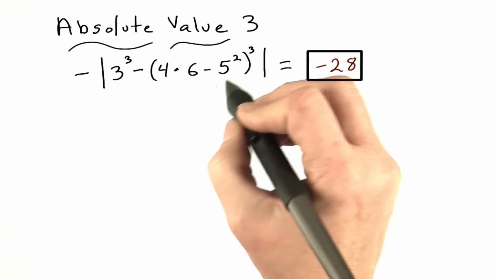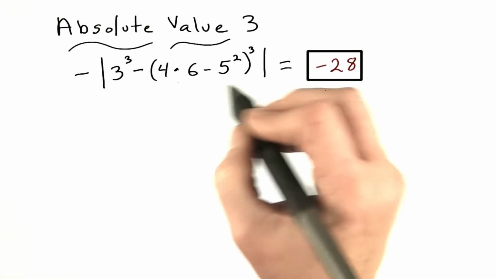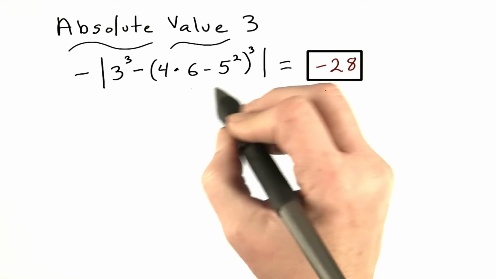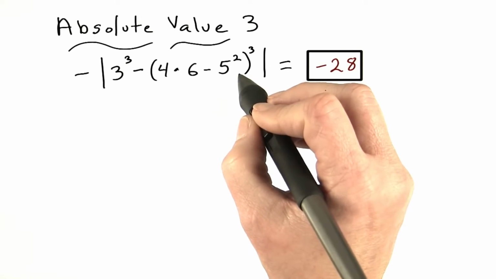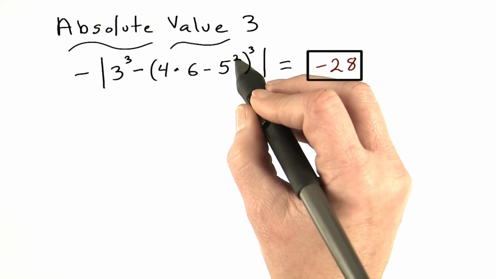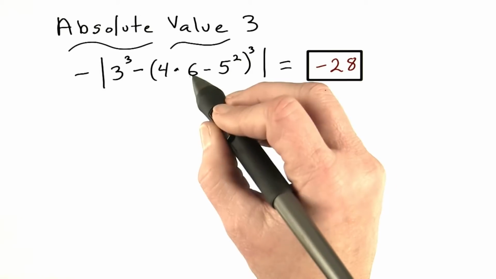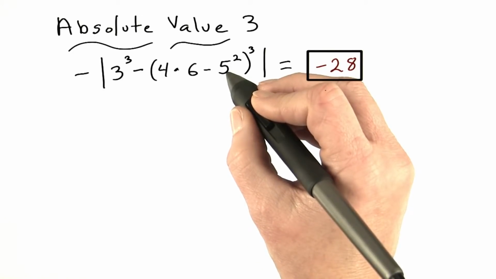The first thing I notice when I'm looking at this problem is that there's this inner parenthesis inside the absolute value. So we have to perform the operations inside the parentheses before we do anything else. When I'm looking at the operations inside these parentheses, I notice that there's an exponent, and we need to do exponents before multiplication and before subtraction. So let's do 5 squared.